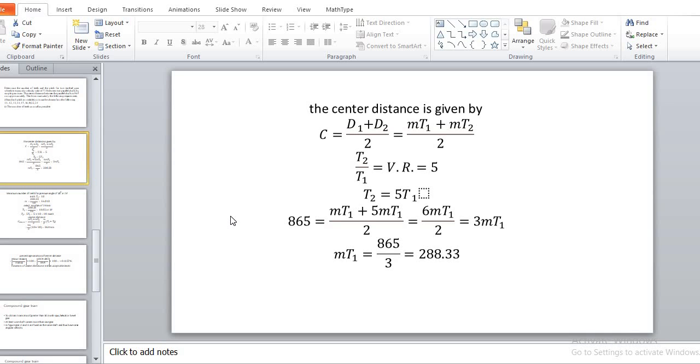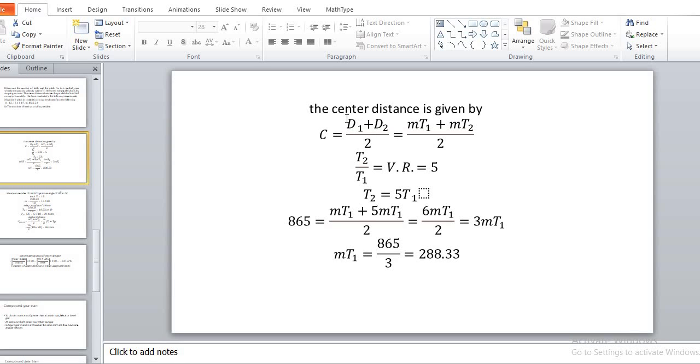So we have the formula: center distance C is equal to (d1 plus d2) by 2. The center distance between the two shafts or two gear wheels we can find by addition of the pitch circle radii of both the gears. So r1 plus r2, but if you write it in terms of the diameter, it will be (d1 plus d2) divided by 2.